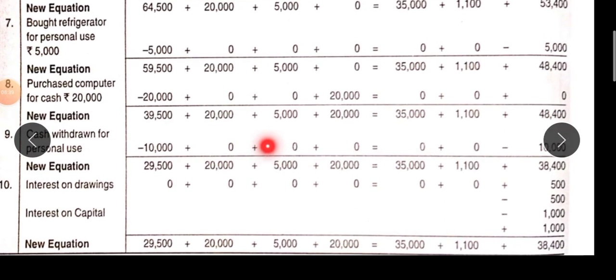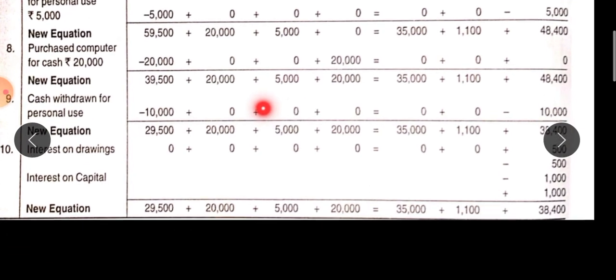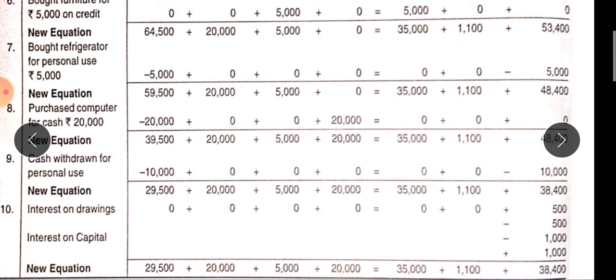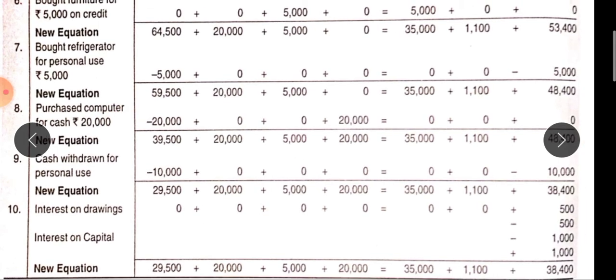Next, the 8th transaction: purchased computer for cash 20,000 rupees. Okay, now it is for office use, so make one more column computer and it will increase by 20,000 rupees and cash will reduce by 20,000. So 59,500 minus 20,000, cash balance will be 39,500. And the second effect is also on the asset side. Asset will increase by 20,000. On the capital side, liability side, there is no effect.